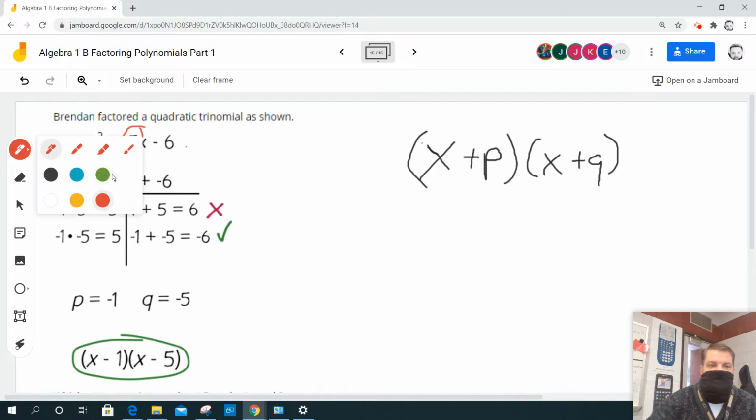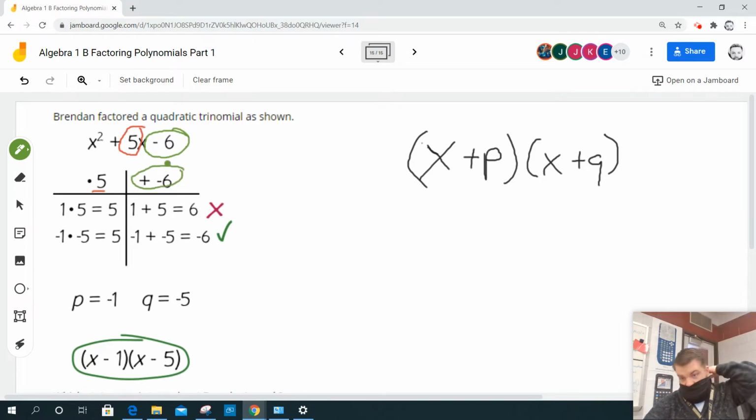And then he's also trying to determine what p and q are based on the negative 6. The only problem is, what do you guys notice? He's guessing negative 1 and 5, sort of. But what did he do wrong?